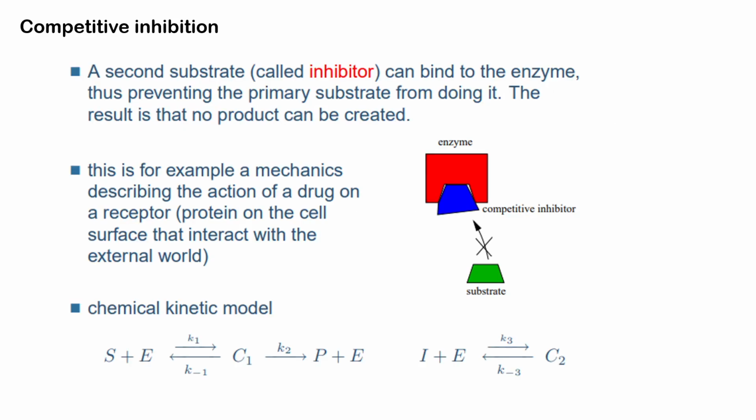Okay. One extension of this model can be applied in the case of competitive inhibition. Now, what is competitive inhibition? It is basically when a second substrate can bind to the enzyme and prevent the primary substrate from doing so. So this concept is well used during drug targeting.